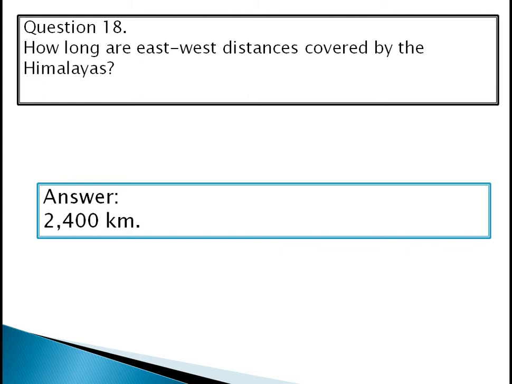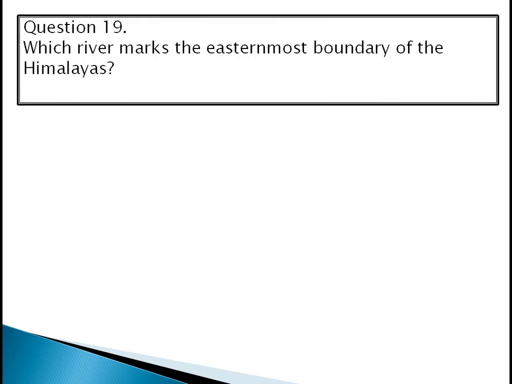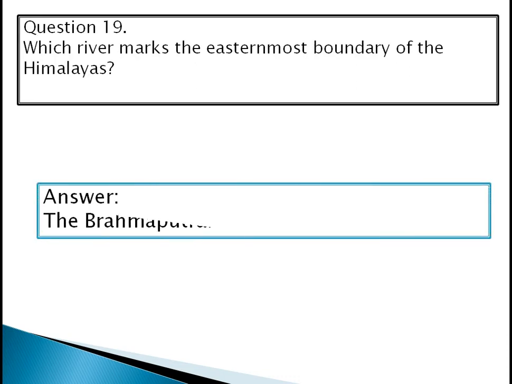Next, which river marks the easternmost boundary of the Himalaya? The river Brahmaputra is marking the easternmost boundary of the Himalaya.